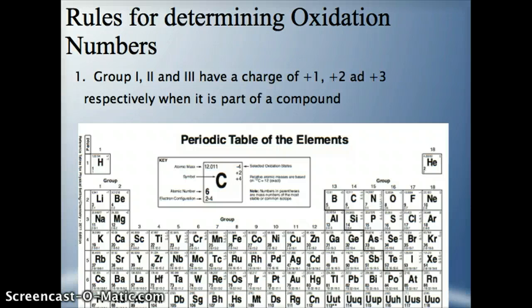So, some basic rules for determining oxidation numbers. The simplest one, the first one, just like what we just talked about: group 1 has a +1 charge, so +1 oxidation number. Group 2 has a +2 charge, +2 oxidation state, and group 3A is +3. Those are all set. Again, they are also given in the reference table, so no change from that.